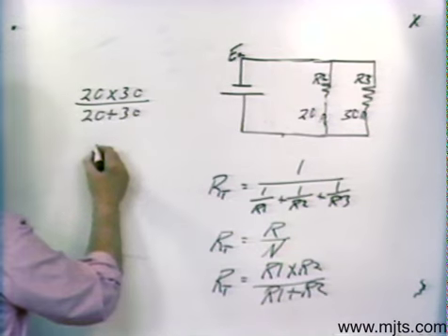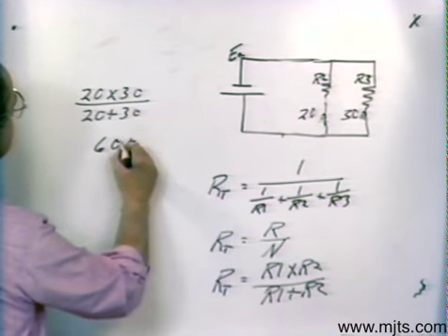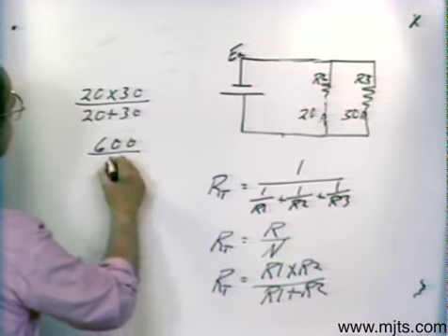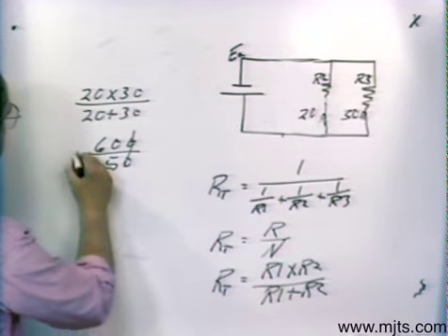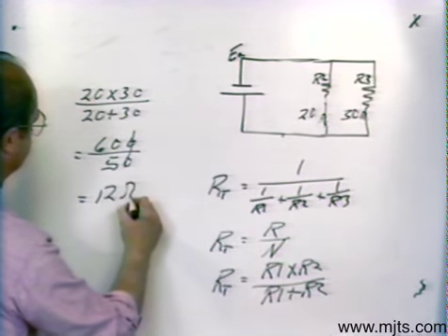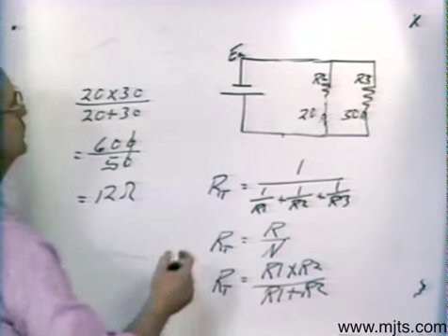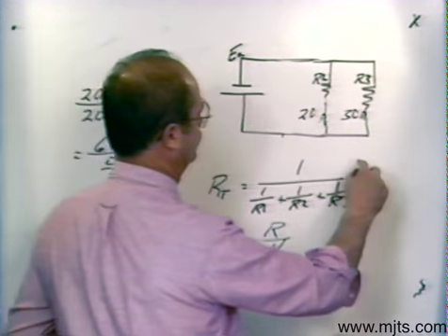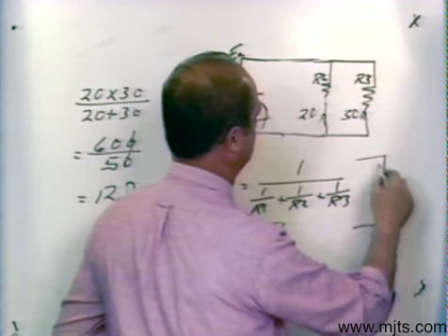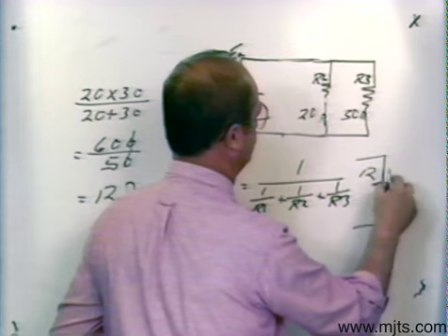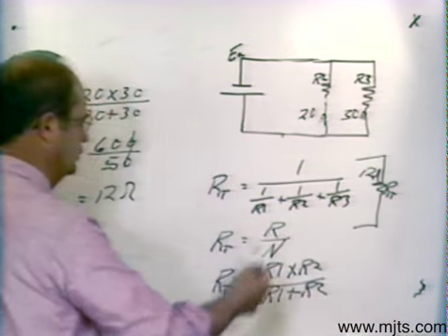Which means then that I would take 20 times 30 and divide it by 20 plus 30. That would be equal to 600 divided by 50, which goes in there 12 times, for 12 ohms resistance. If I would show the one resistor that would represent both of those resistors, it would be a 12 ohm resistor.